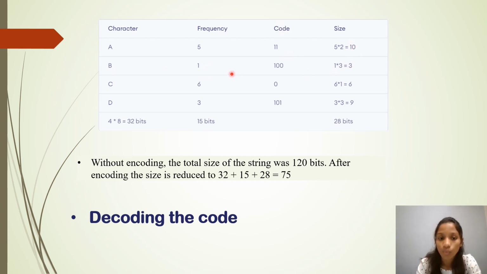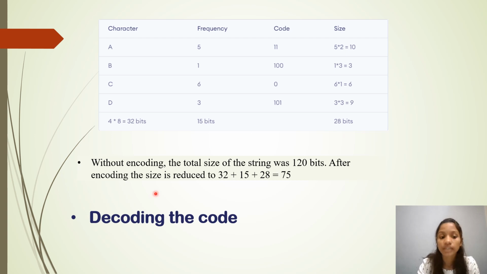The size is 1, that is the frequency, into 3, because there are 3 bits here, so 1 into 3 is 3. Then for C the frequency is 6 and the code is 0, so 6 into 1. We will not consider only 6, because even 0 is a bit, we have to include that also. So 6 into 1 equals 6. And for D the frequency is 3 and the code is 101, and the size is 3 into 3, which equals 9. When we add all these, we'll get 28 bits. See how the bits are reduced.